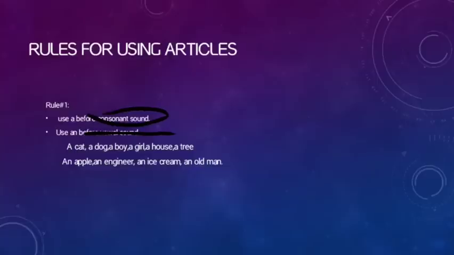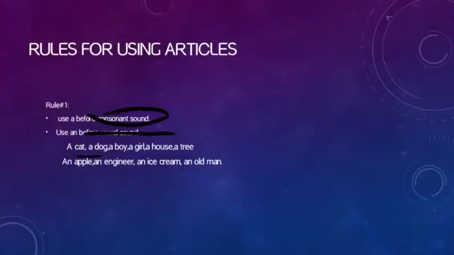Let's have a look at this example. A cat, a dog, a boy, a girl, a house, a tree. In all of these words, you can see they start with a consonant sound. A cat, cat starts with k, dog starts with d, a boy, boy starts with b. These are consonant sounds. And notice that in natural speech, we do not say a with a long vowel, we say a. And in speech, we do not say an, we say an.